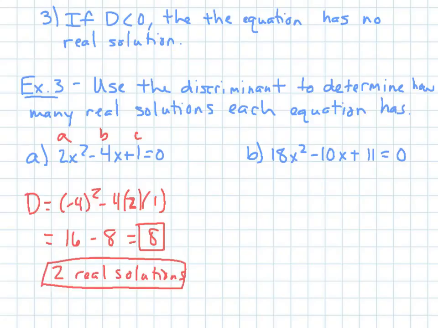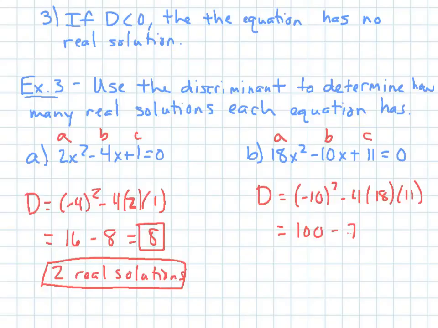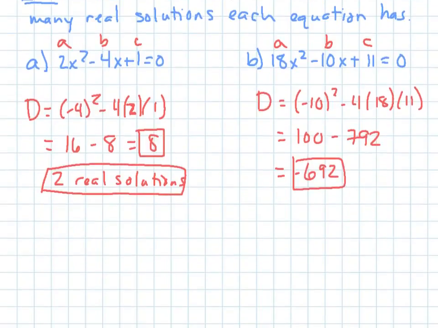Okay. Letter B says that I have 18x squared minus 10x plus 11. So doing the same thing. So I take negative 10 squared minus 4 times 18 times 11. So negative 10 squared is 100. And then negative 4 times 18 times 11 would give me 792. So 100 minus that would give me negative 692. So that's my discriminant. Because it's less than 0, that means I have no real solution.